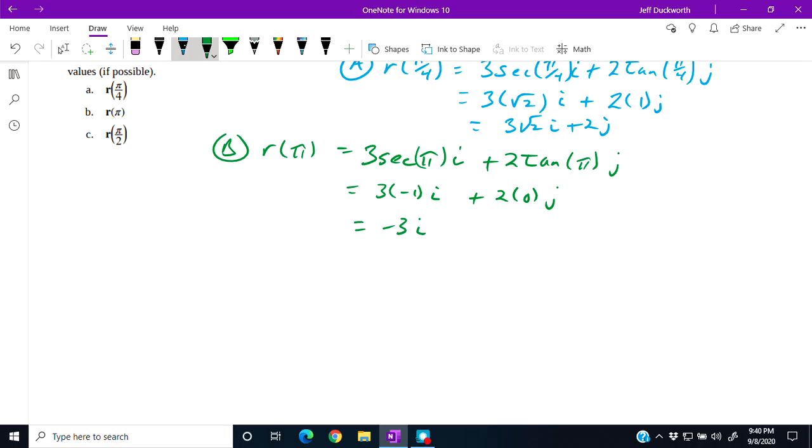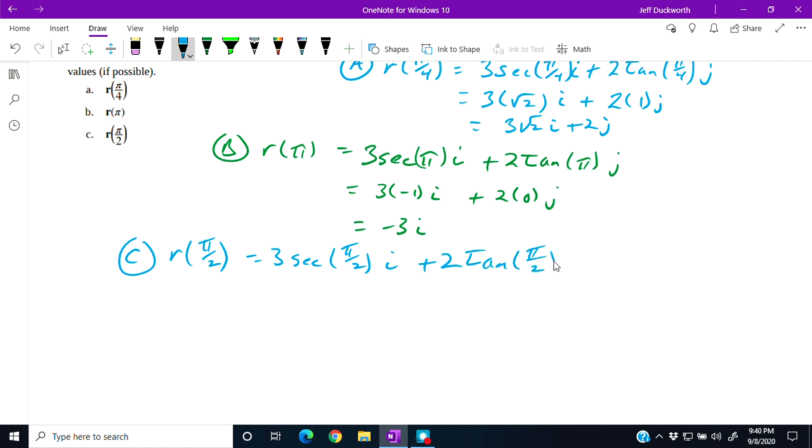And finally, let's do part C. So this is 3 secant of pi by 2 i plus 2 tangent pi by 2 j. All right, so our cosine at pi by 2 is 0, so we're going to have 1 over 0, which is going to be a problem, and the same thing, the tangent's undefined, so this entire thing is undefined.